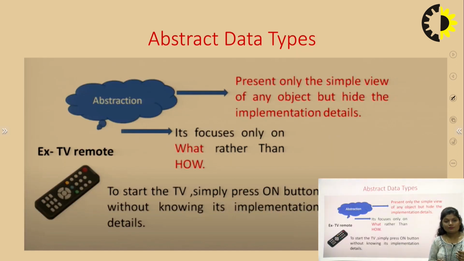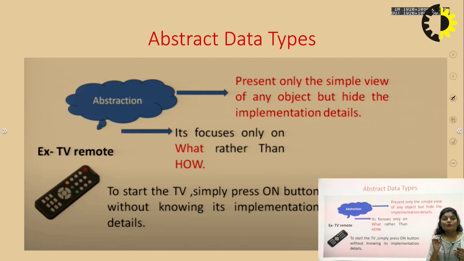Now we move on to the next slide. What is an abstract data type? Okay. We will see one example. To start the TV in your home, what do you do? You simply press a button without knowing its implementation detail. If you want to change the channel, what do you do? You only press a button and your channel is changed. If you want to turn off the TV, what happens? You only click a button on the remote.